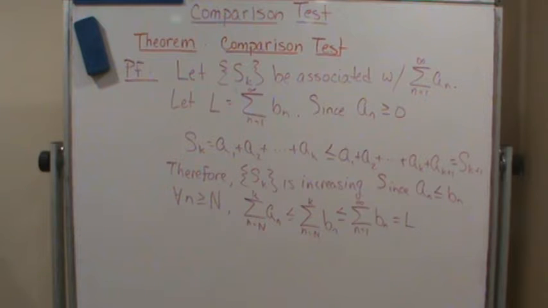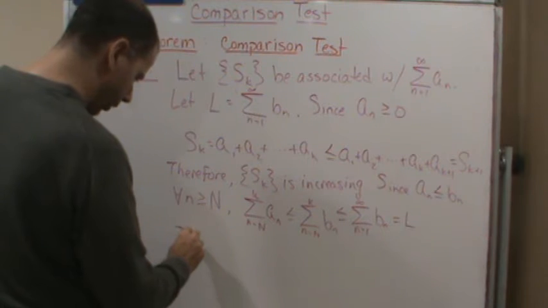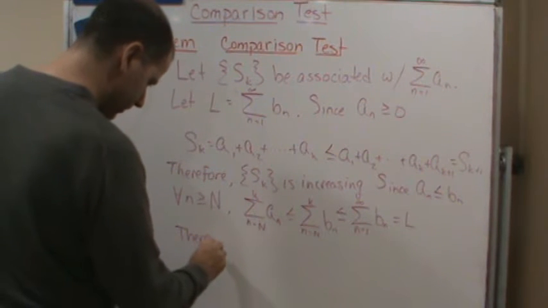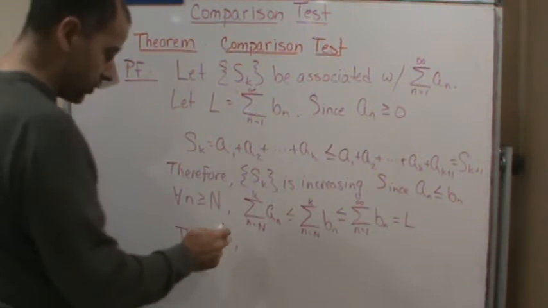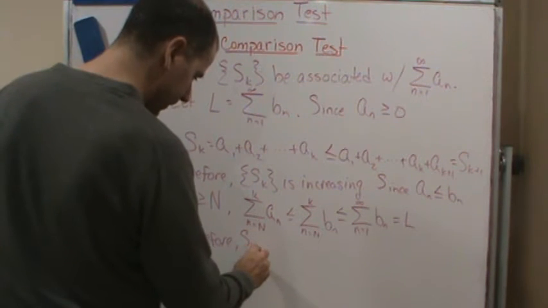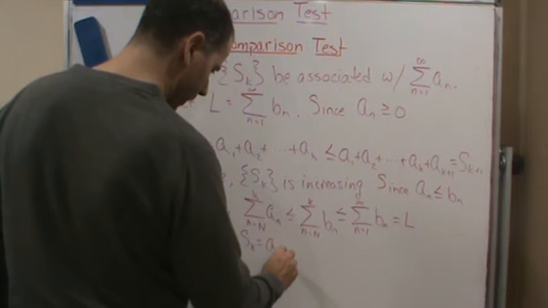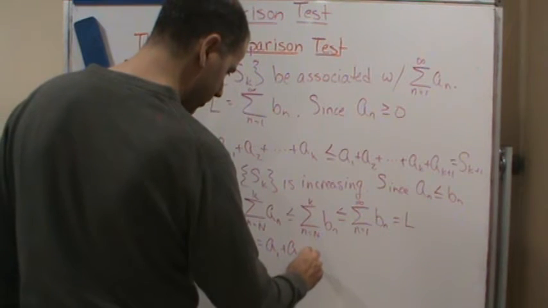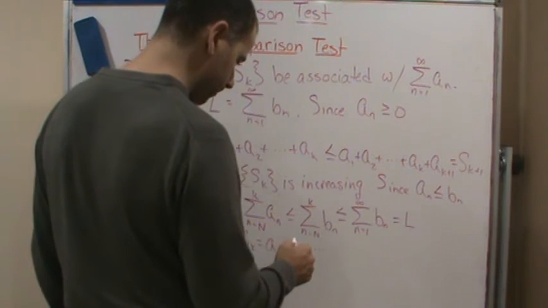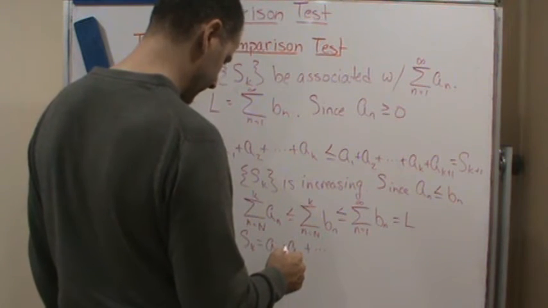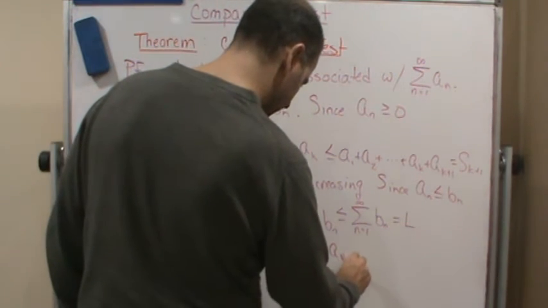Well, let's write it this way. So now, since this is true, we know that therefore, let's take the partial sum, s sub k, and let's just write it a little differently. Let's go from a1 plus a2 plus all the way to a sub capital N minus 1.